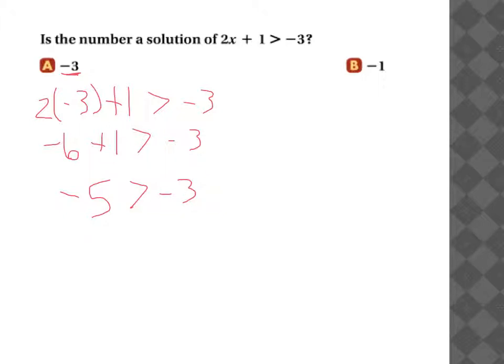Or when you're looking at the symbol, this is saying that you would rather eat the -5 because it's larger. Is -5 larger than -3? No, that's false. So -3 is not a solution.